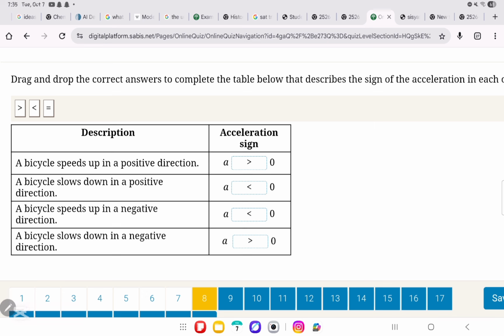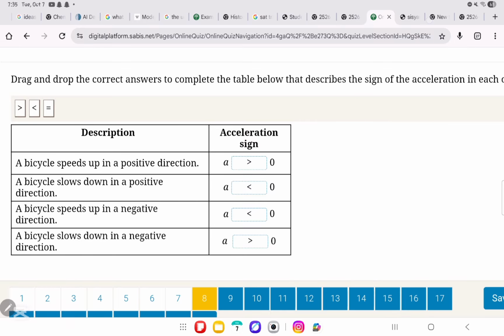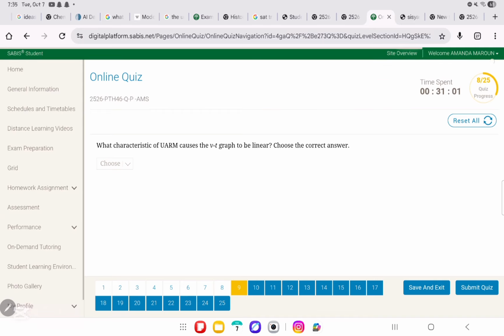Now, they may give you a trick question where they ask you about something being UARM, meaning that it has a constant speed. When they tell you it has a constant speed, then you say that acceleration is equal to 0. Okay? We move on to question number 9.